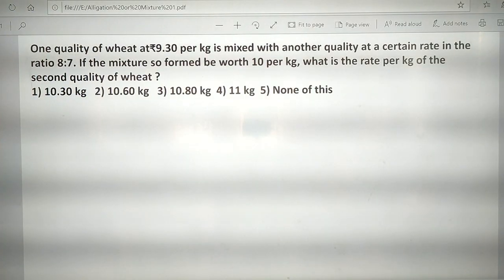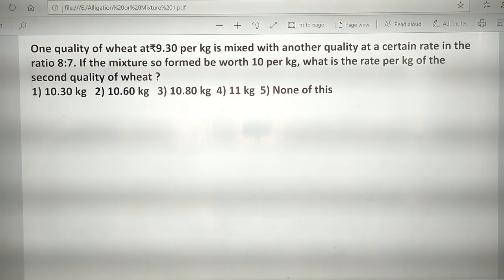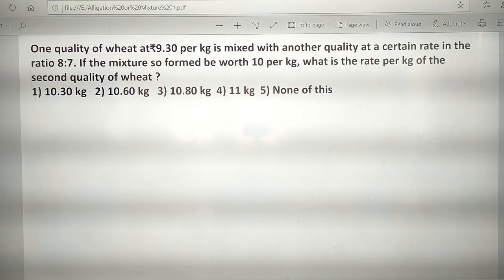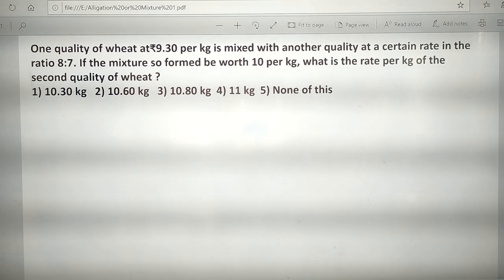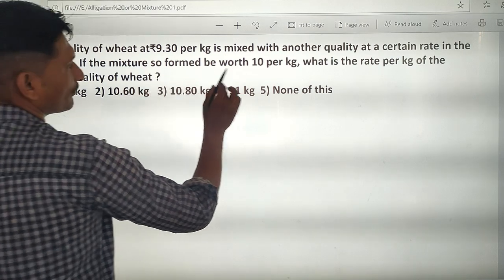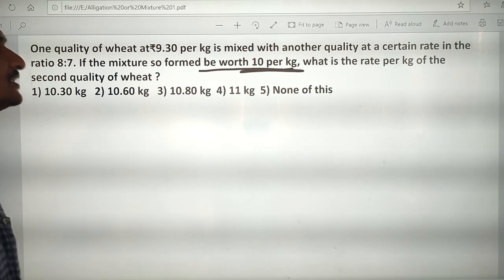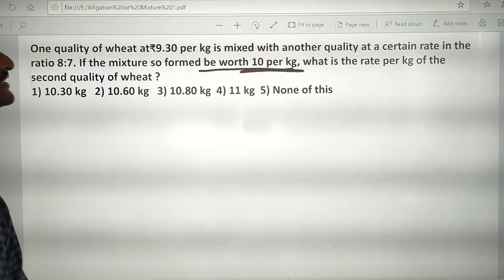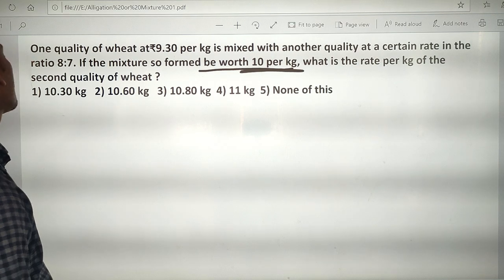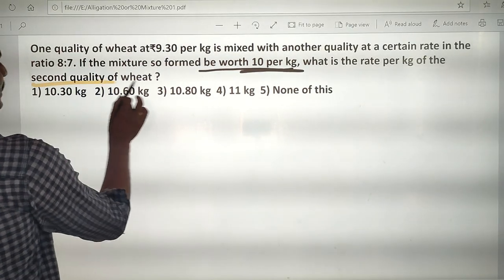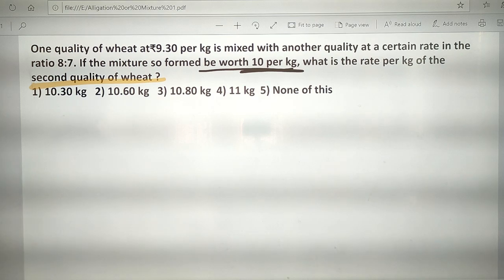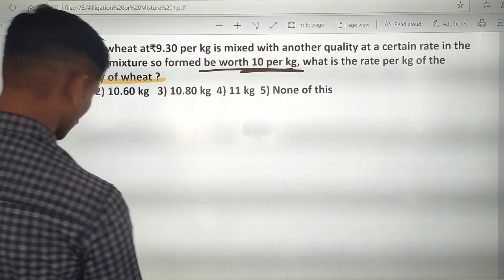One quantity of wheat at rupees 9.30 per kg is mixed with another quantity at a certain rate in the ratio 8:7. If the mixture so formed is worth rupees 10 per kg, what is the rate per kg of the second quantity?